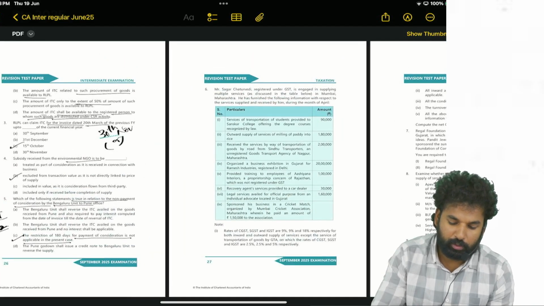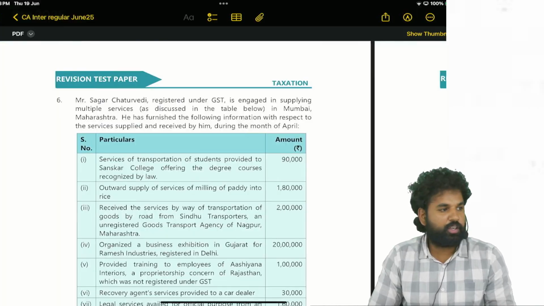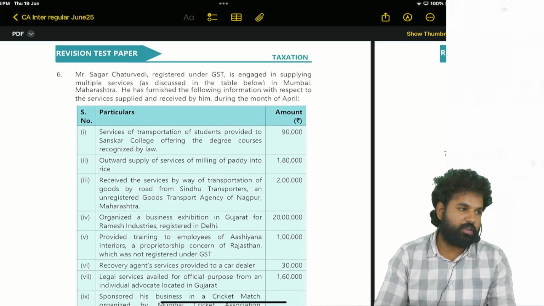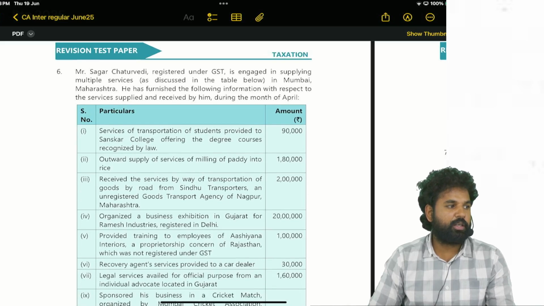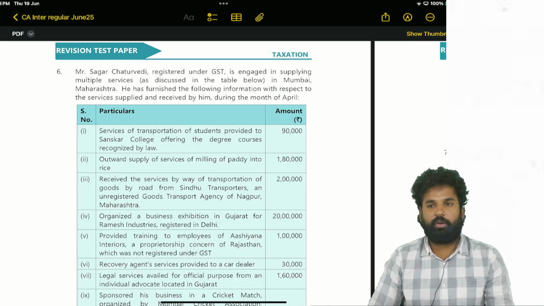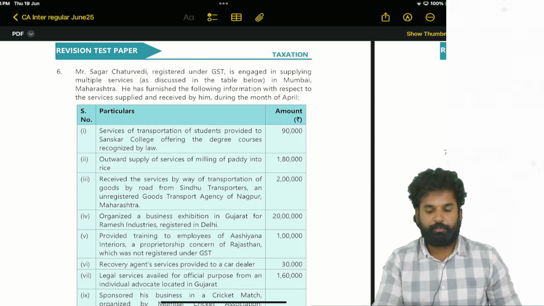Next, Mr. Sagar Chaturvedi, registered under GST, is engaged in supplying multiple services in Mumbai, Maharashtra. He furnished the following information with respect to services supplied and received by him during the month. Services of transportation of students to Sanskar college offering degree courses recognized by law. Transportation of students, degree college. That's why taxable.